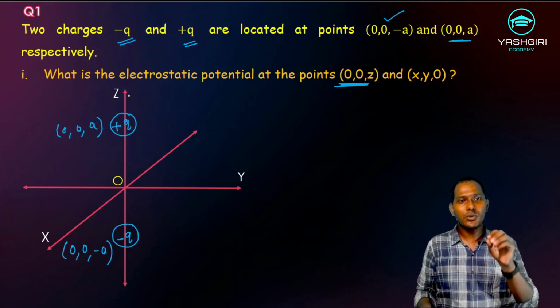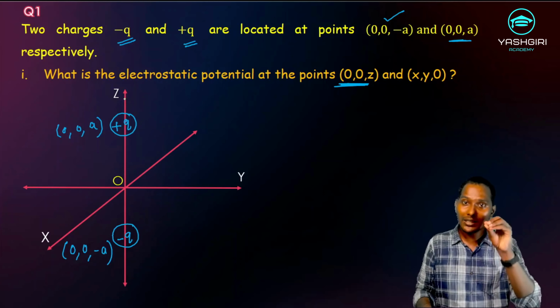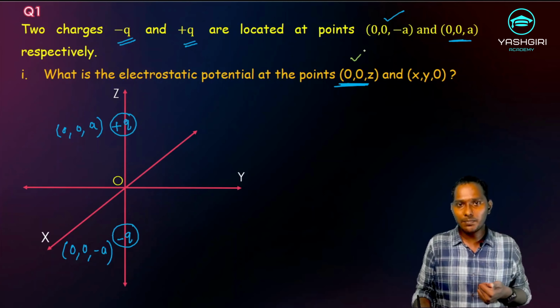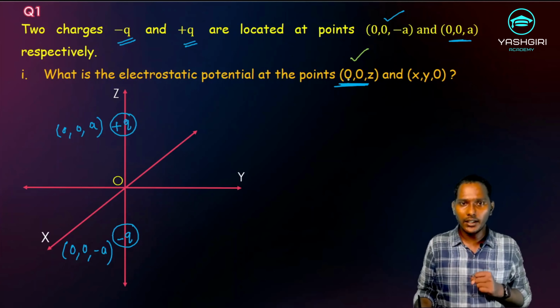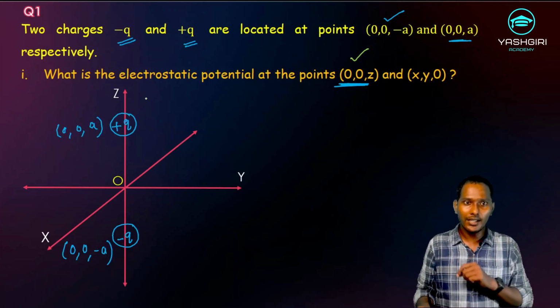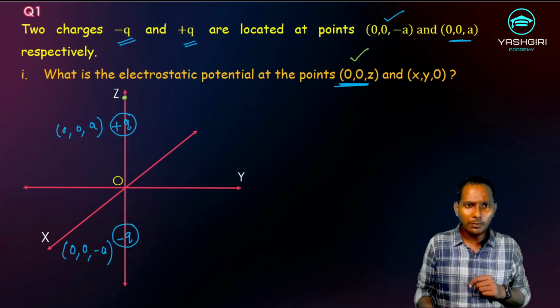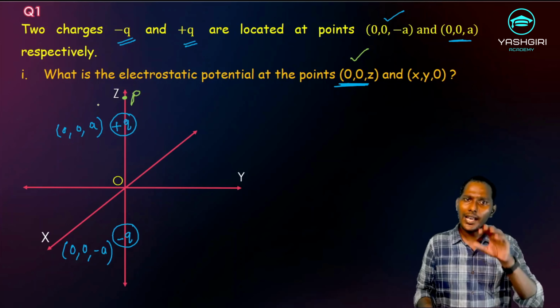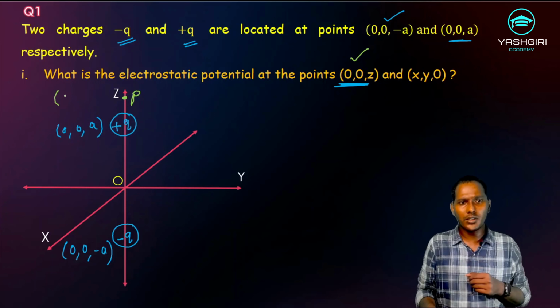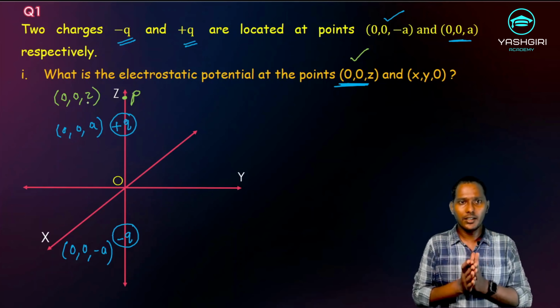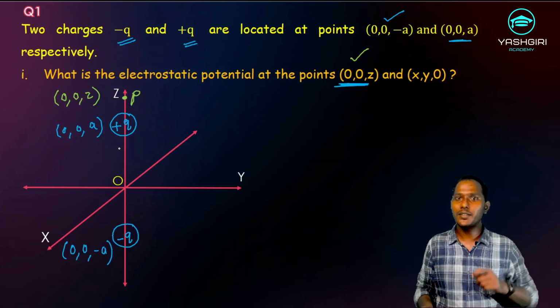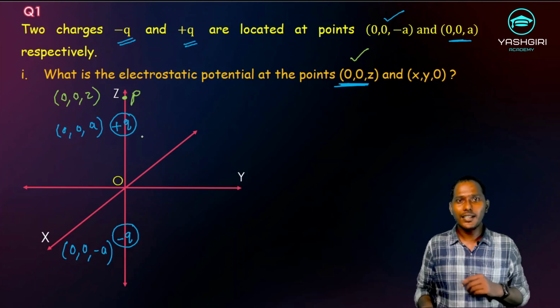Now this time, students, we are interested in finding out the electric potential at this particular point. Here again it is 0, 0, Z. So let me mark a point P here on the Z axis. Let it be at some point P here. We know the coordinates of this location are 0, 0, some Z distance. Now how to proceed with this question? It's again very simple, students.